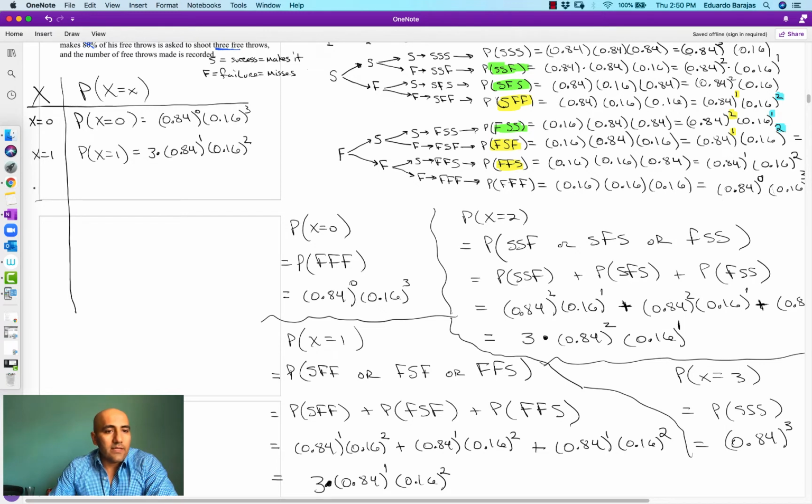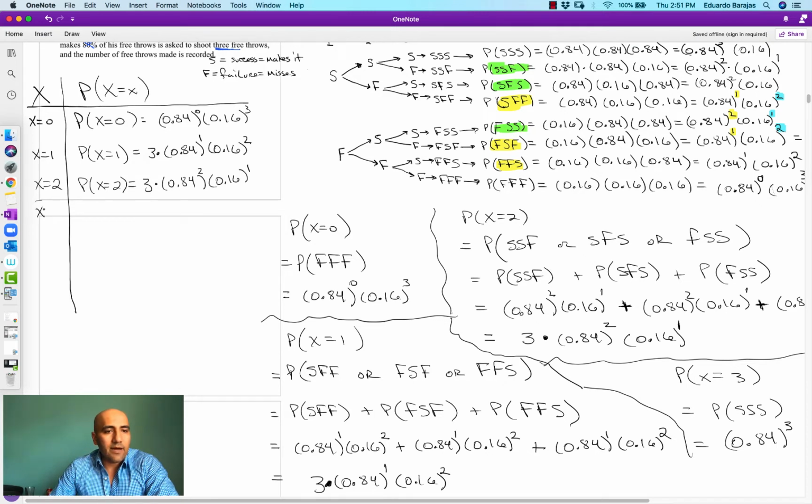Good. Okay, the next one, x equals 2, is probability that x equals 2. And again, we see from over here that this is the pattern that occurs. We have a 3 times 0.84 to the power of 2, times 0.16 to the power of 1. One fail, 2 successes, 3 ways that that can happen.